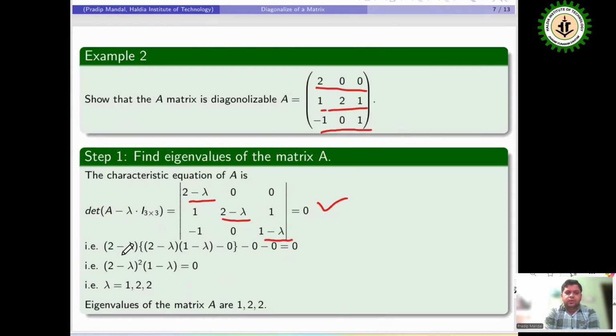Now the determinant expansion: (2 minus lambda) times the product of these two parts, (2 minus lambda)(1 minus lambda), minus 0, and for these two, 0. Now (2 minus lambda) squared times (1 minus lambda) equals 0. From this, lambda equals 1, 2, 2. Therefore, the eigenvalues are 1, 2, 2. So eigenvalue 1 occurs 1 time and eigenvalue 2 occurs 2 times.